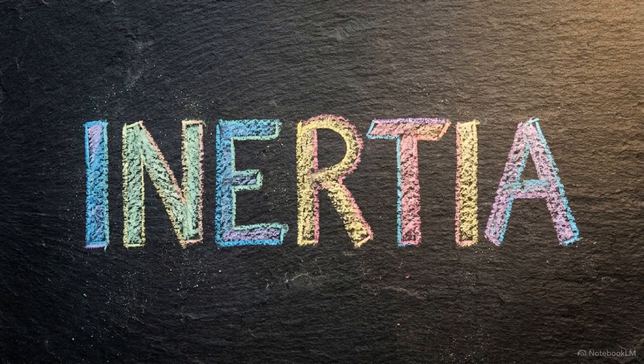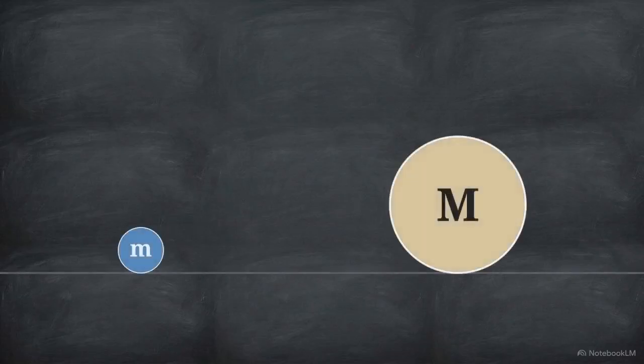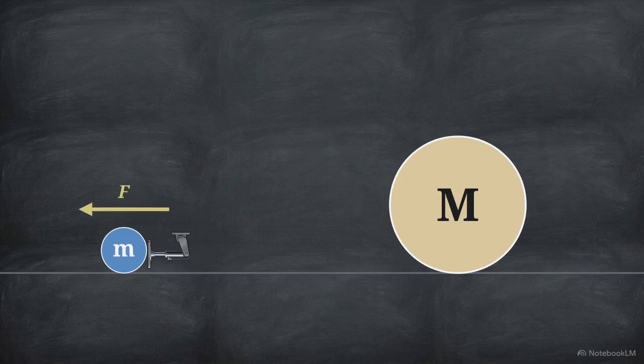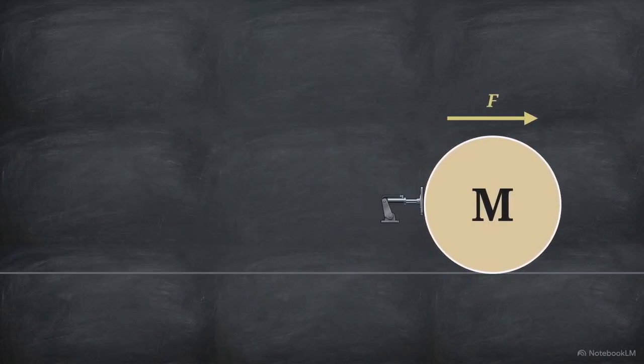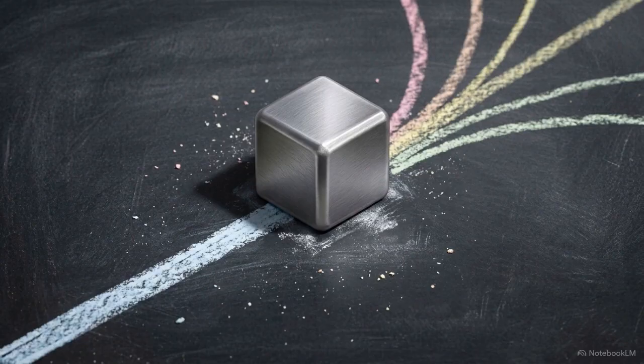Newton's first law defines inertia as an object's tendency to remain at a constant velocity. This resistance to change is an inherent property of all matter, and it is measured by the object's mass. The more matter an object contains, the more it resists acceleration.